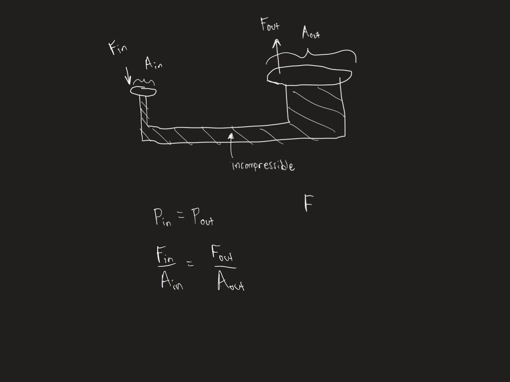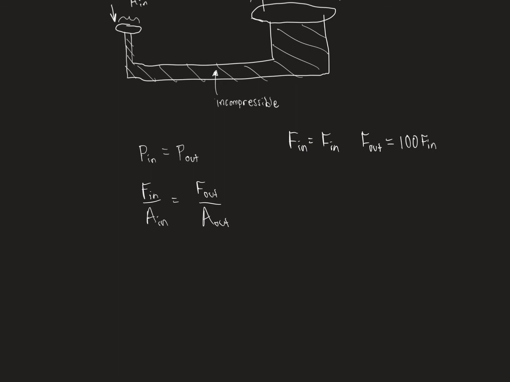So if I have some F in, then what is F out equal to? 100 times F in. And I'm asked to find the ratio of the area of the output cylinder to the input cylinder. So I need to find A out over A in. How do I do that? Can I solve this and get A out over A in on one side? Yeah, so how do I do that?